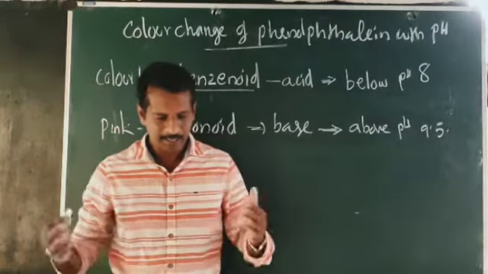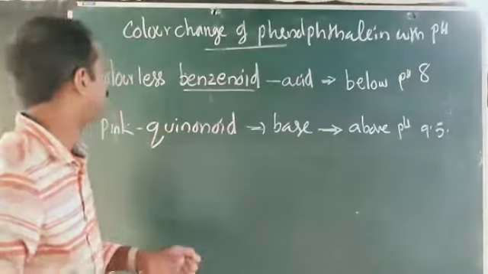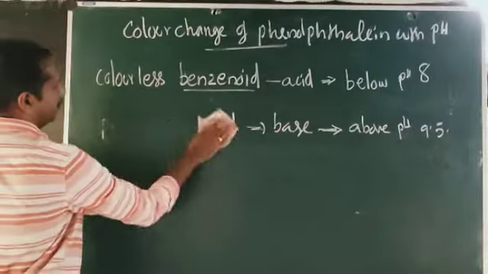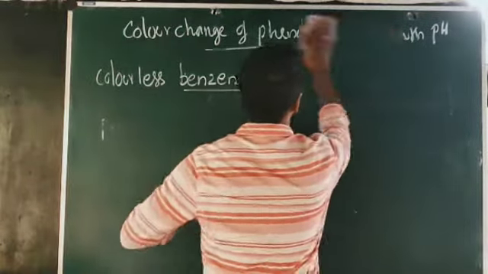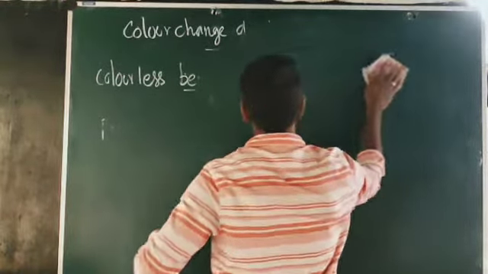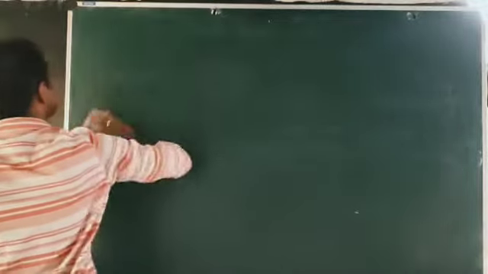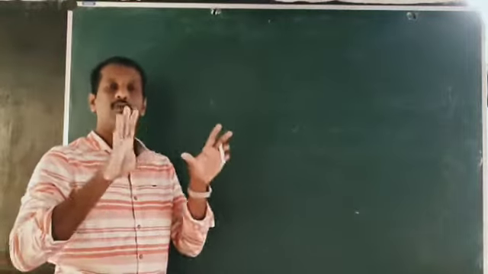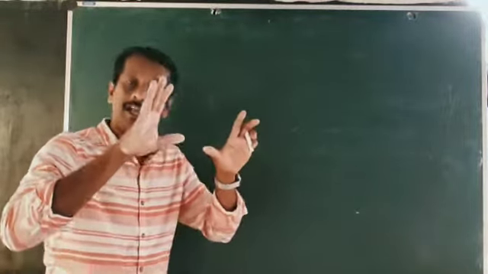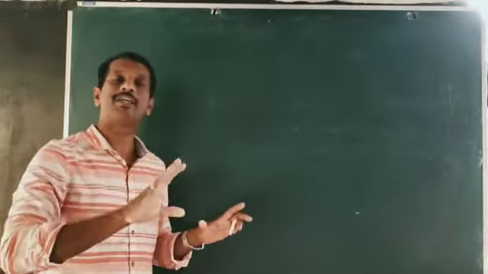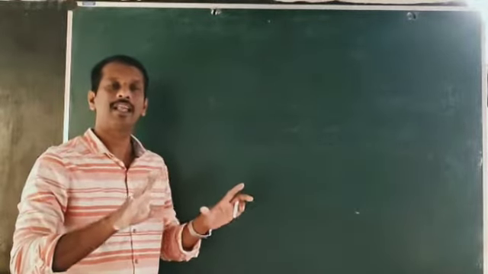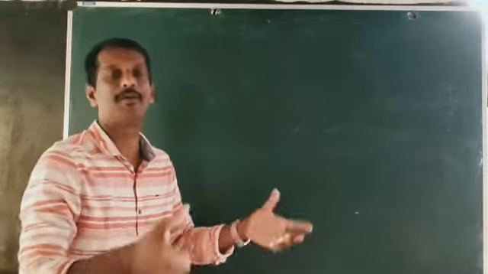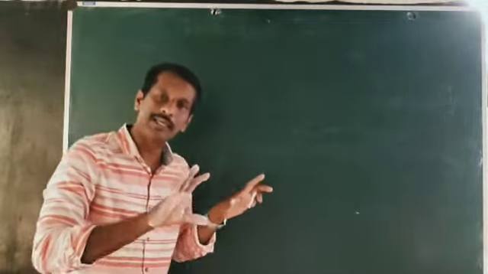Okay. Now look at the chemistry of this color change. What is benzenoid form and what is quinonoid form? Let us go through that. Keep in mind, phenolphthalein is a white powder and it is slightly acidic in nature. What do you mean by acidic in nature? Phenolphthalein usually occurs in benzenoid form because it is acidic in nature.